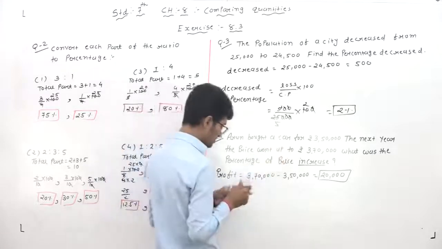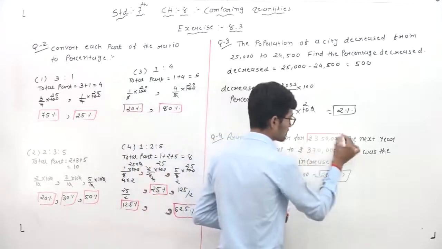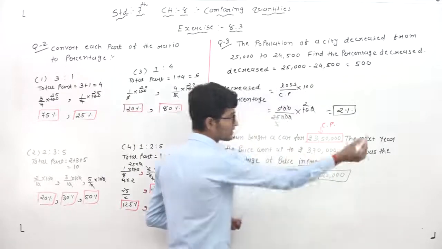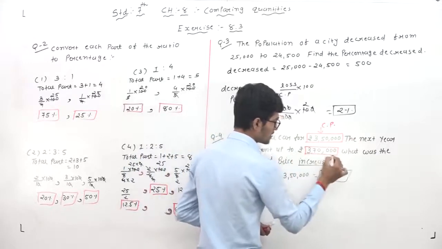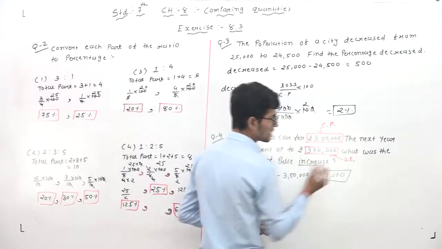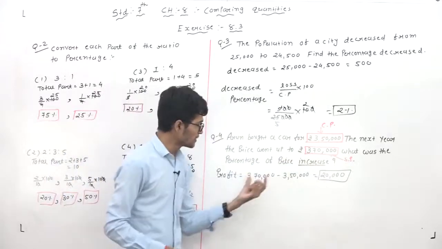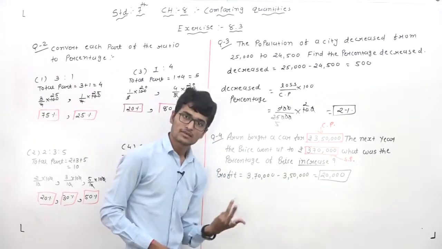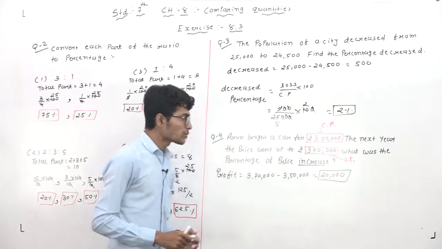So bought means this one is our cost price, and next year the price increased. Increase means this one is our selling price. So what is the profit formula? Profit is equal to SP minus CP. So this one is our profit. Clear? Understand? Now profit is obtained. Now find the profit percentage.